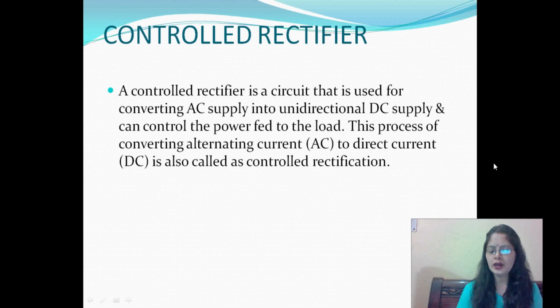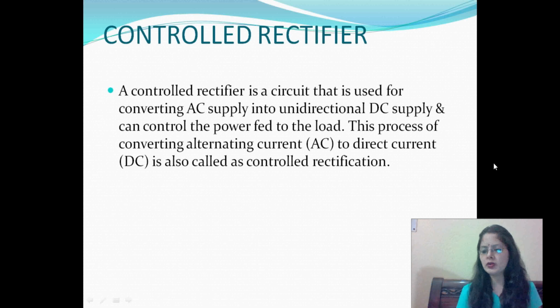A control rectifier is a circuit that is used for converting AC supply into unidirectional DC supply and can control the power fed to the load. Okay, again I am repeating. A control rectifier is a circuit that is used for converting AC supply into a unidirectional DC supply and can control the power fed to the load. This process of converting alternating current AC to direct current DC is also called controlled rectification.